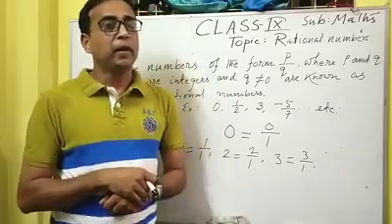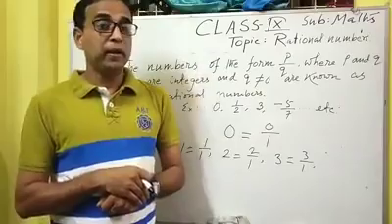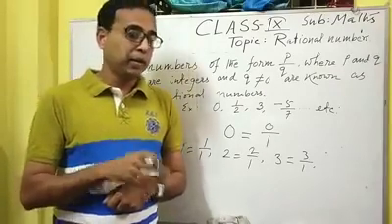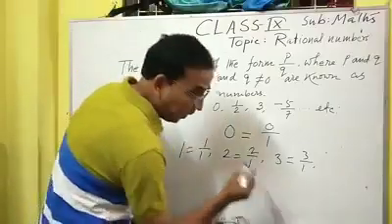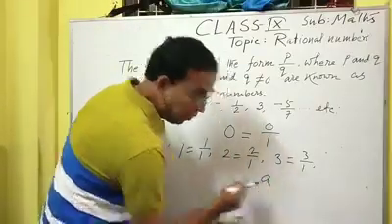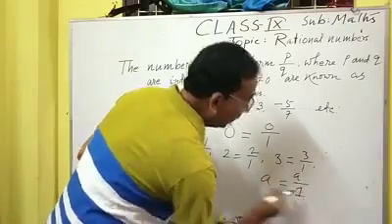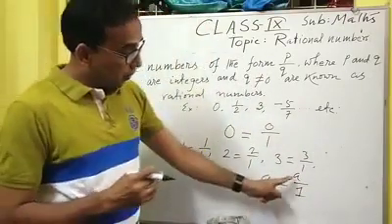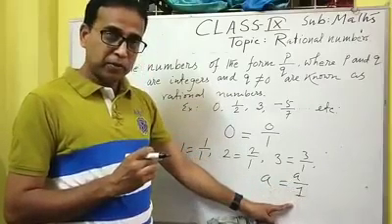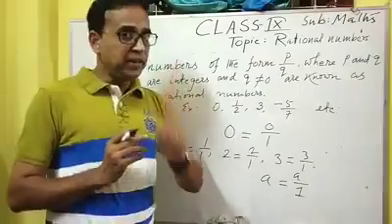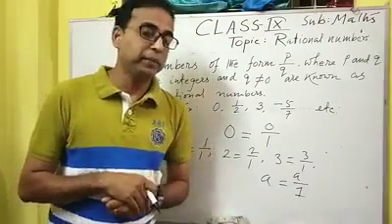Similarly, every integer is also a rational number, since an integer a can be written as a by 1. Both are integers and q is not equal to 0. So, every integer is also a rational number.